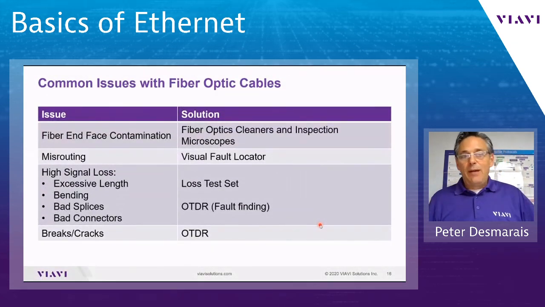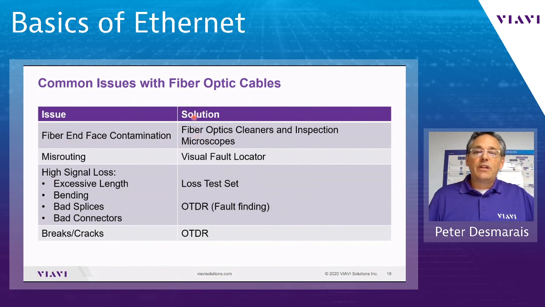All right, what are some of the common issues with fiber optic cables? Number 1, as I mentioned earlier, fiber end face contamination. The end of that fiber gets dirty. You're going to have loss. You're going to have a lot of issues on the network. The solution is fiber optic cleaners, those one-click cleaners, or use inspection microscopes. So first use the inspection microscope. If it's dirty, then use the cleaners and clean it. For MPOs, they always suggest a wet to dry. If you can't get it clean that first time, use a wet to dry clean on it.